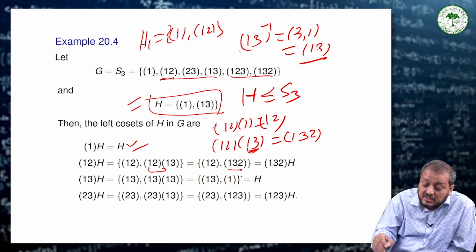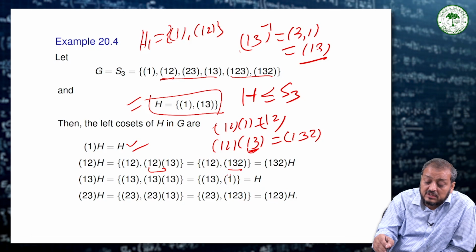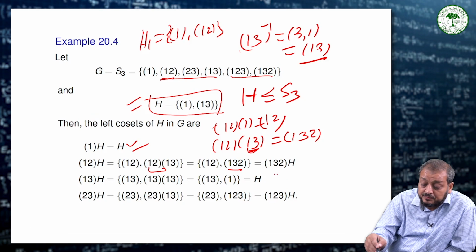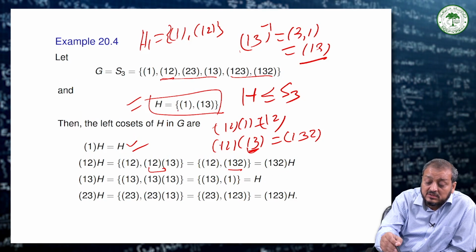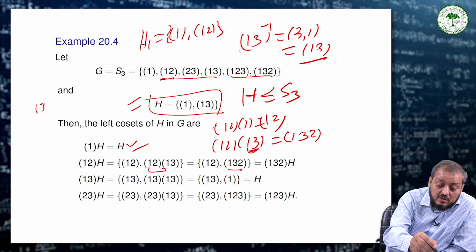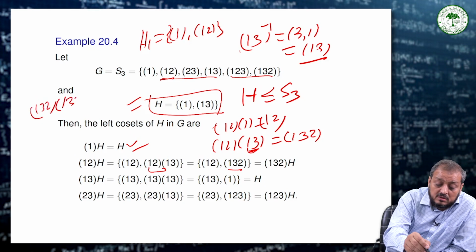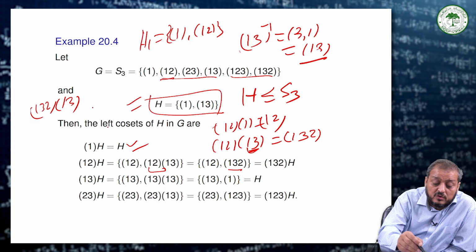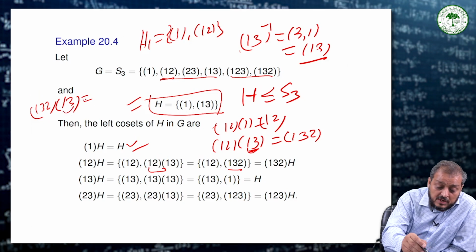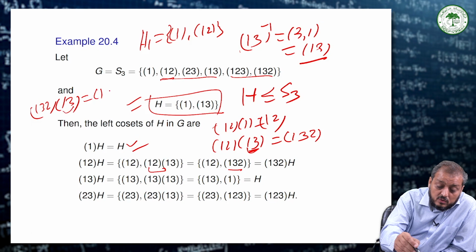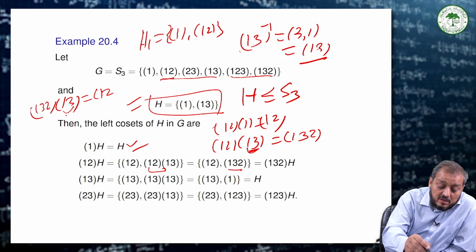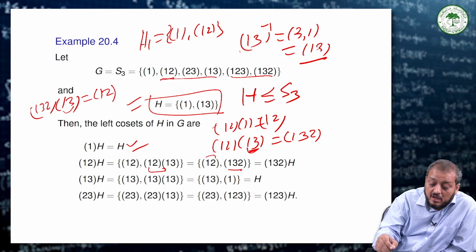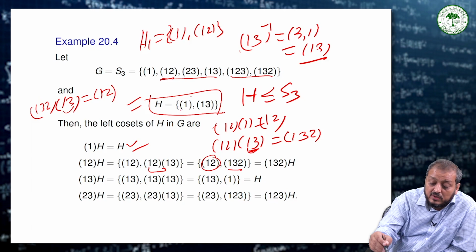Then you just check, this is the same as (1 3 2) into h. So if we write (1 3 2) into (1 3), if you write (1 3 2) into (1 3), 1 goes to 3 and 3 goes to 2, and then 2 goes to 2 and 2 goes to 1, then it is equal to (1 2) here. So you are getting the (1 2), and if you multiply by this, you get this.